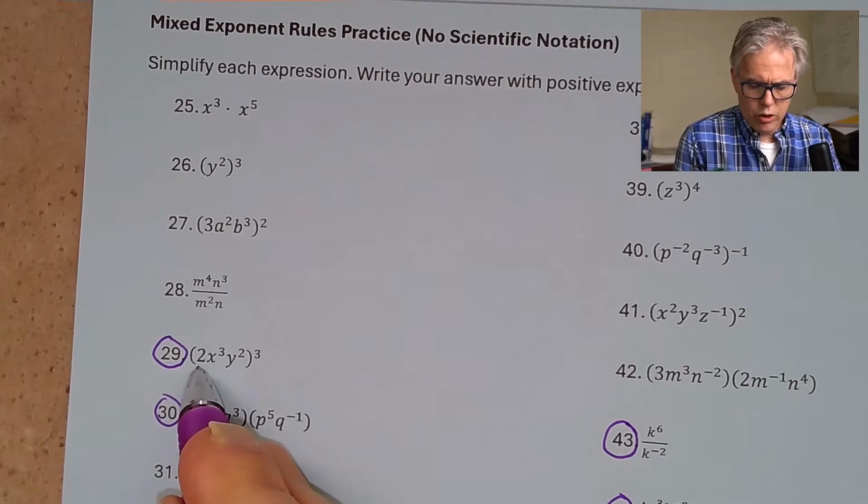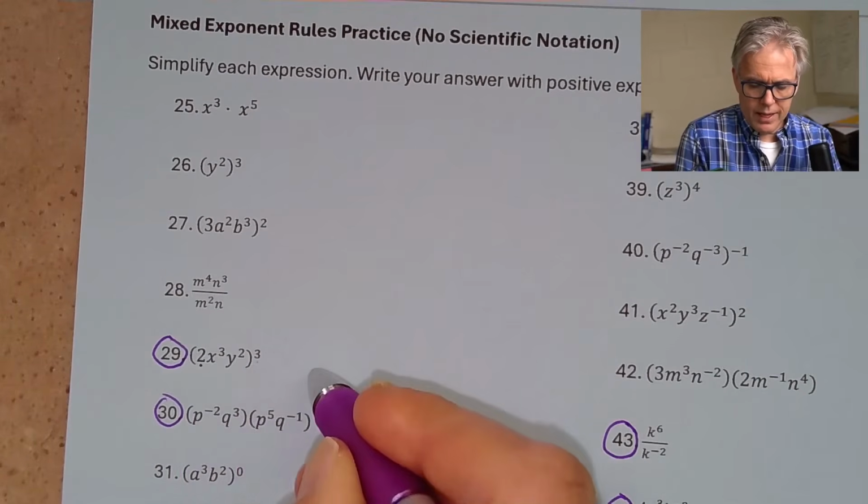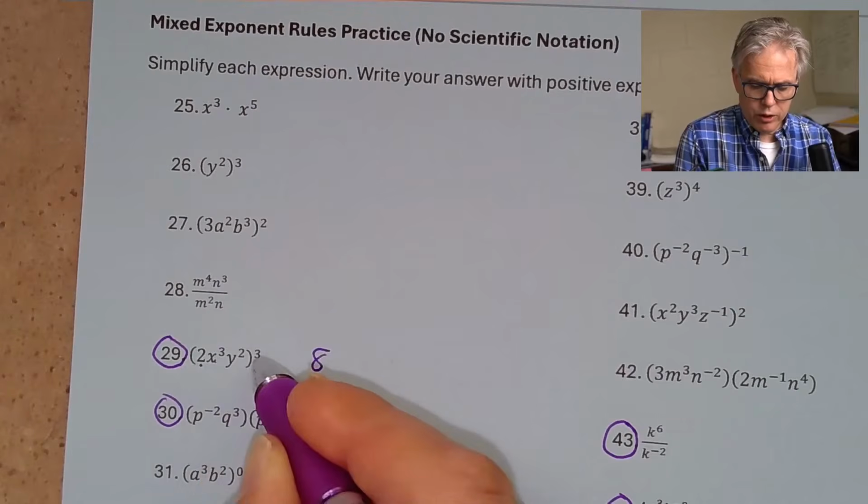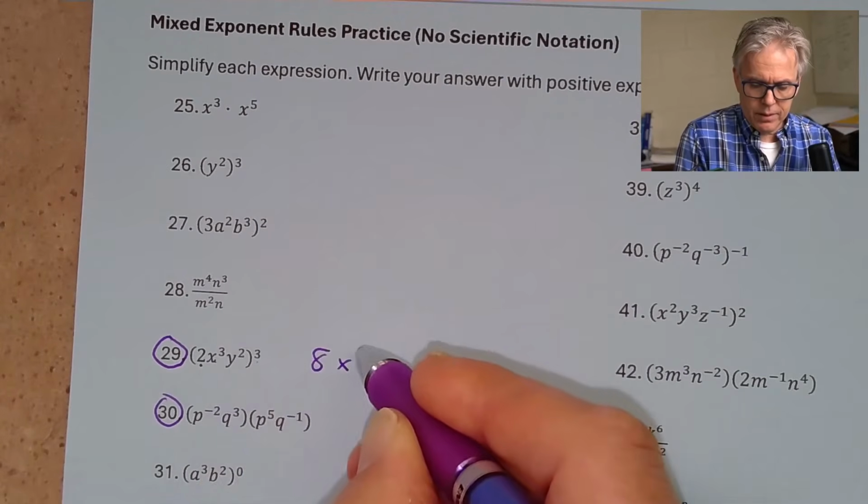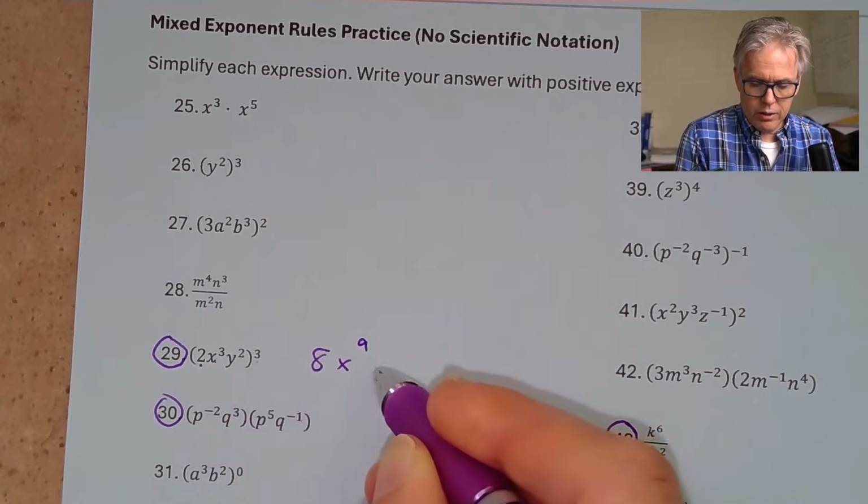Okay, so 2 cubed is 8. Then x cubed cubed. Remember, we're multiplying exponents. Y squared cubed, y to the 6th.